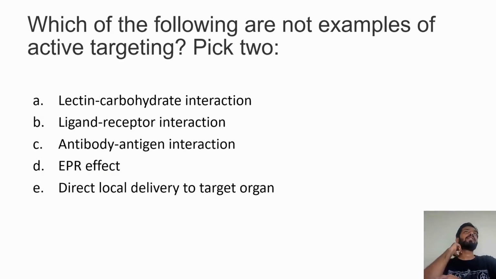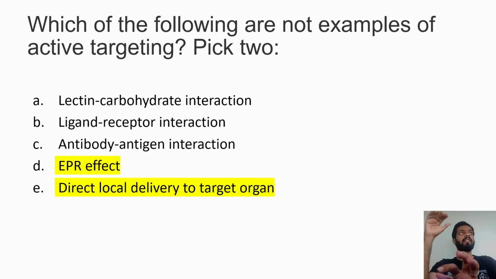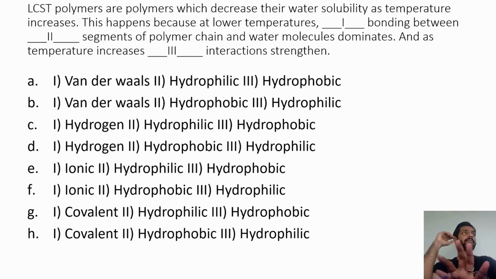Which of the following are not examples of active targeting? D and E, the EPR effect and direct local delivery to the target organ. Correct. EPR is the enhanced permeation and retention phenomenon that's seen in cancers and most bacterial infections and so on, right? So EPR effect and direct local delivery to the target organ are examples of passive targeting.